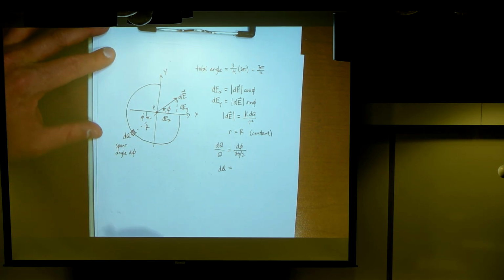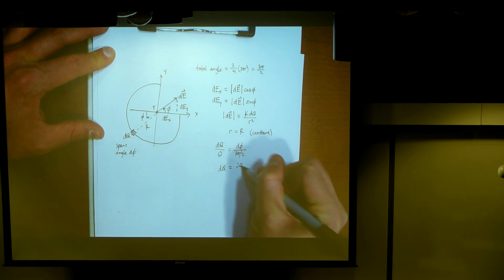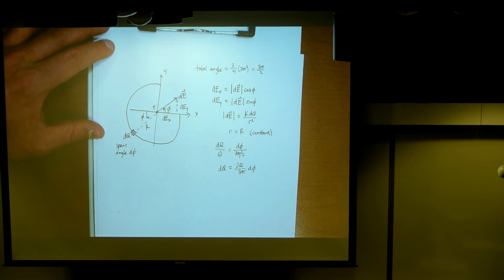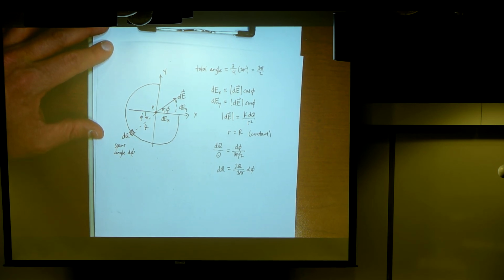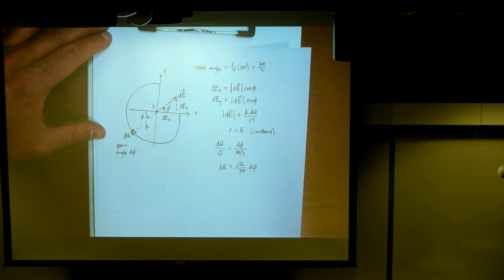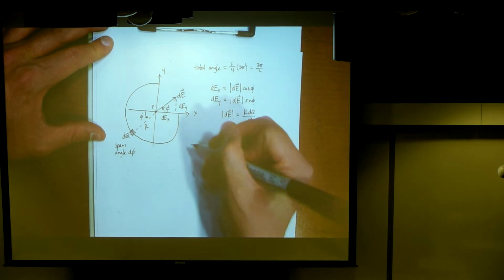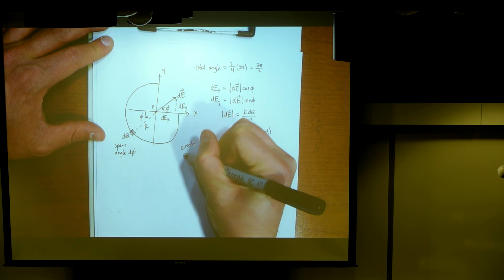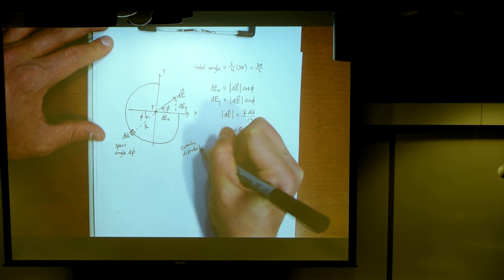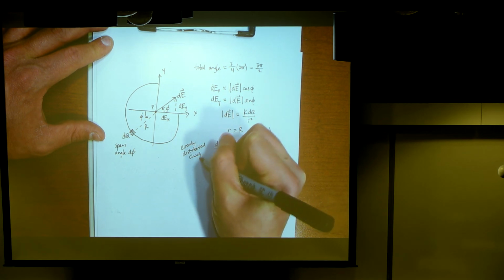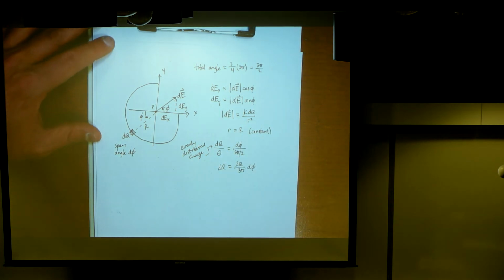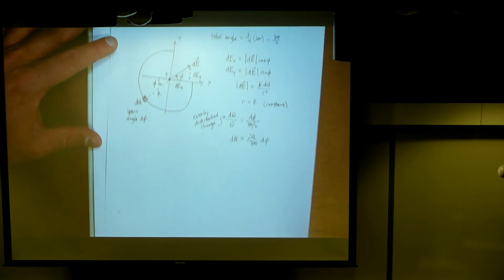So dq is equal to 2q divided by 3 pi times d phi. We agree? So a simple rearrangement of this equation to solve for dq. And let me just write, this equation comes from the fact that we have evenly distributed charge. That's where it came from.